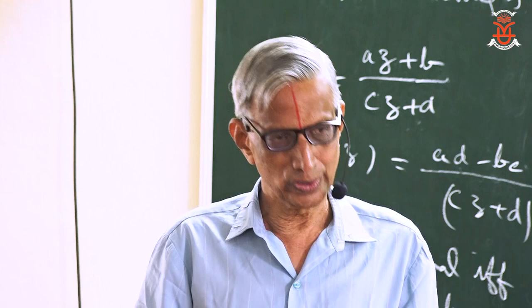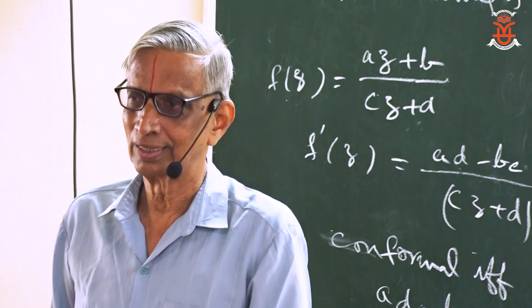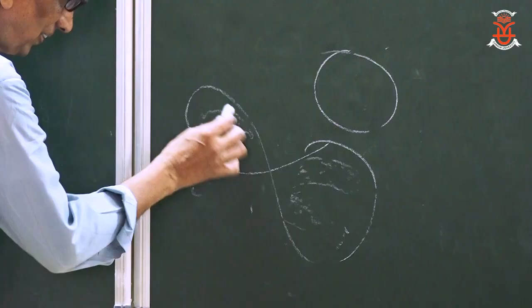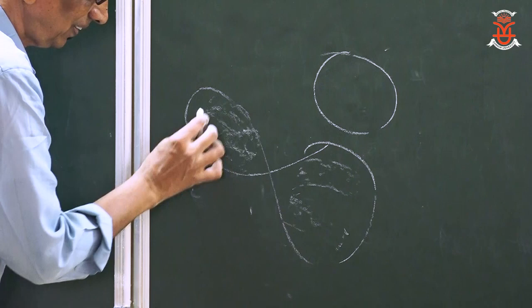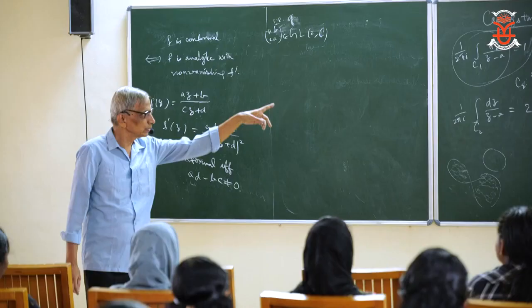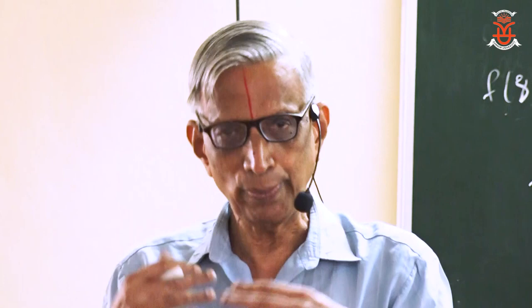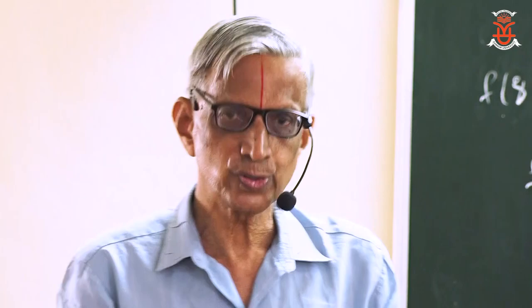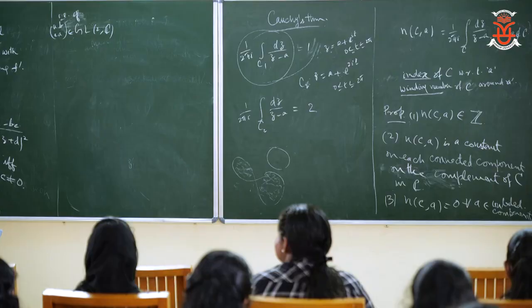Which means what? In terms of these winding numbers. But in this case, for example, this part and this part also lie in the domain of definition of the function, right? So how do you express the condition in terms of the index? The index of any point outside the domain is zero.